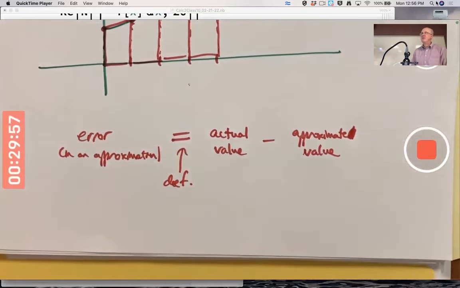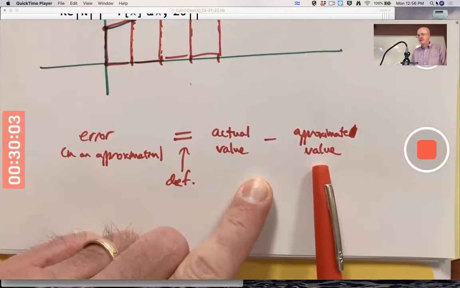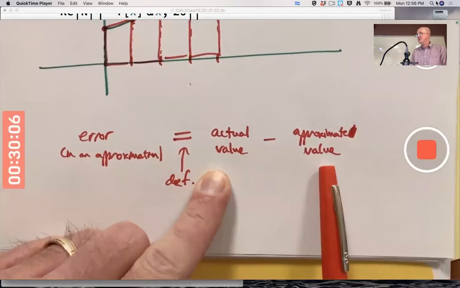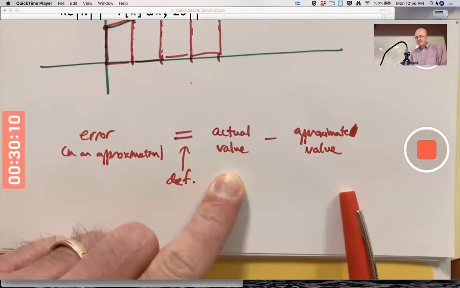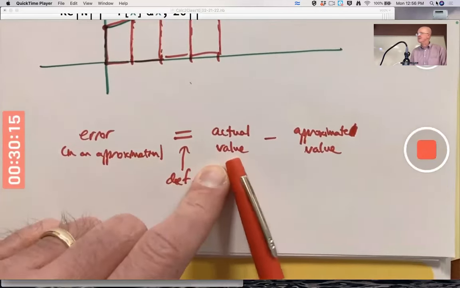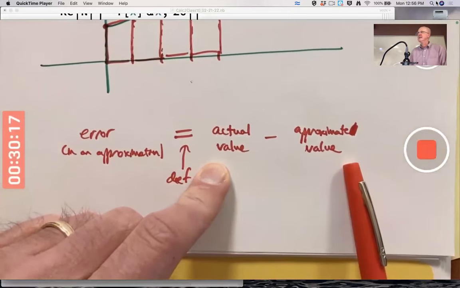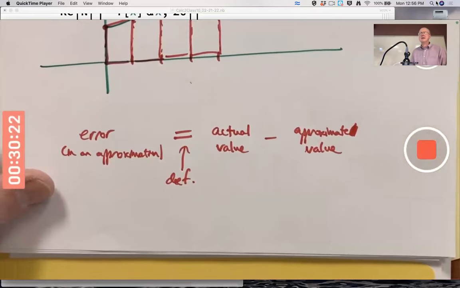And if you think about this carefully, it is a little confusing, because what it means is if the approximation is too small, if it's below the actual value, that actually corresponds to a positive error. Whereas if the approximation is too big, if the approximate value is bigger than the actual value, this corresponds to a negative error. That seems a little contradictory. Too small is a positive error, too big is a negative error, but that is actually the best way to go about doing it. There are good reasons why that makes sense.